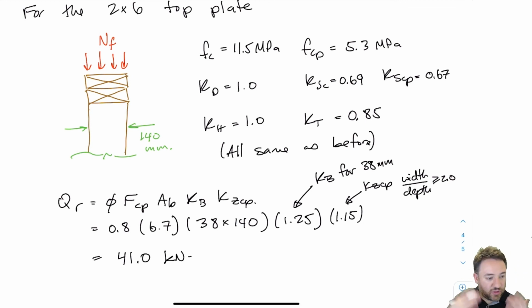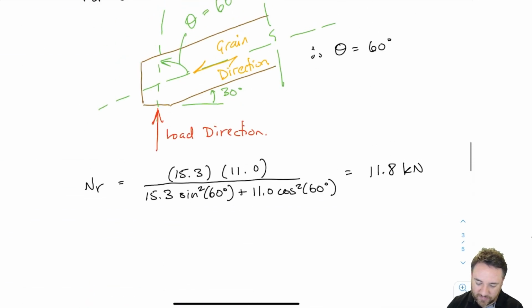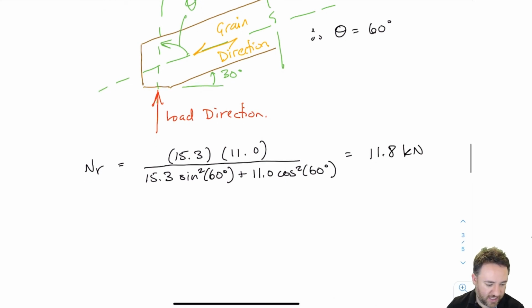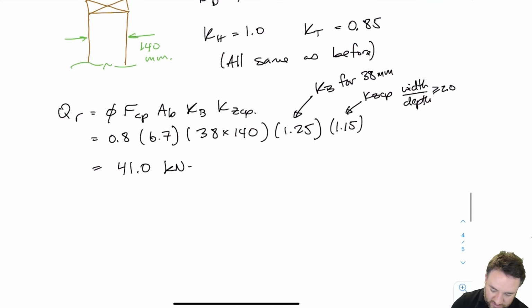So what's the total resistance of this joint? It's going to be whichever is the lesser of the resistance of the top plate versus the resistance of the joist, right? It's because they're both interfacing at that location. So if I continue to increase load on this, it's the joist that would fail in bearing first before I would have any problem with the top plate, because the top plate strength 41.0 is much, much greater than the angle resistance of the joist, which was 11.8. So the resistance of the joist governs the design.